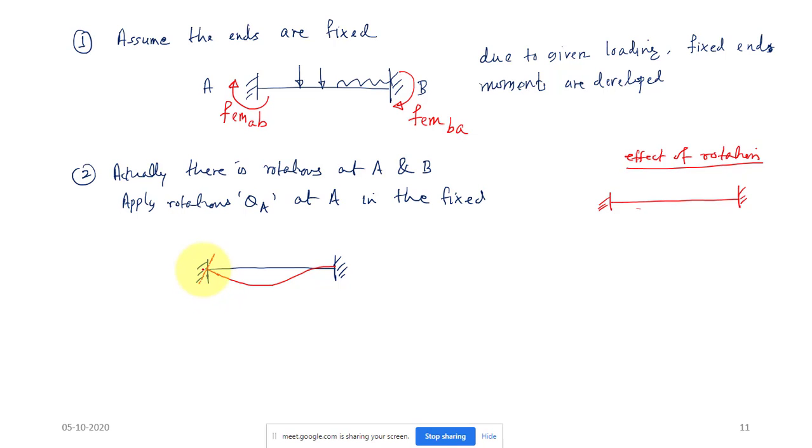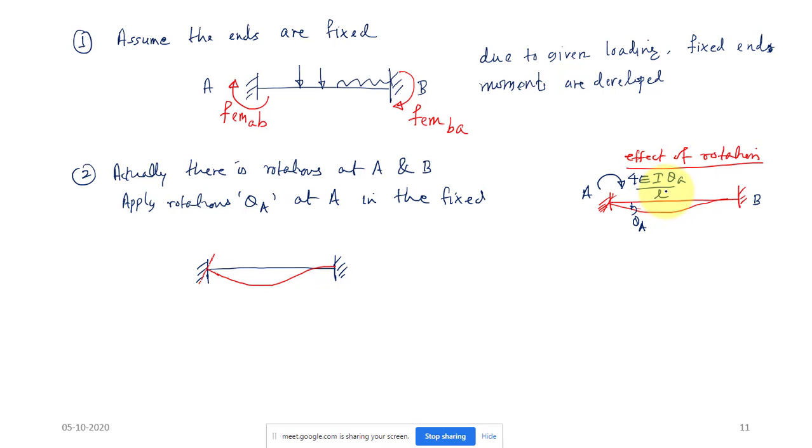Okay, and if this support rotates in the clockwise direction, what are the forces developed in the structure? This is going to rotate like this. What will be the corresponding result? We have to remember the result. So this is the point A, and the effect of rotation: one fixed support is rotating theta A amount, and if it happens, I have derived that the fixed moment at this support A will be 4 EI theta A by L.